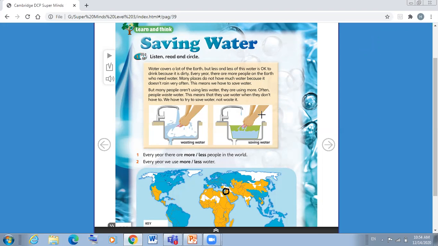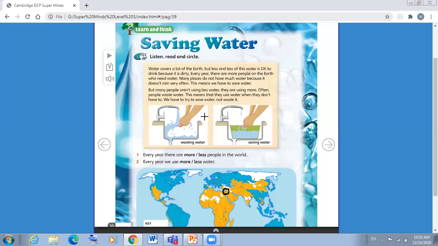Okay. Look at these two pictures. One of them represents wasting water, and the other one represents saving water. Okay, so instead of running the tap, you have to put some water in a bucket or in a container, then you can wash the dishes. So we don't have to waste water, we have to save water.